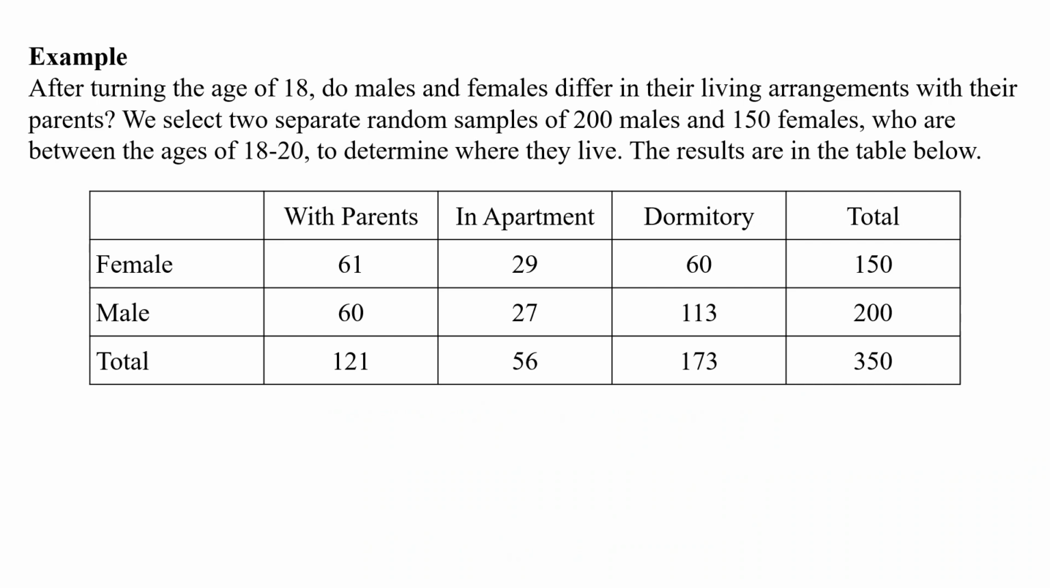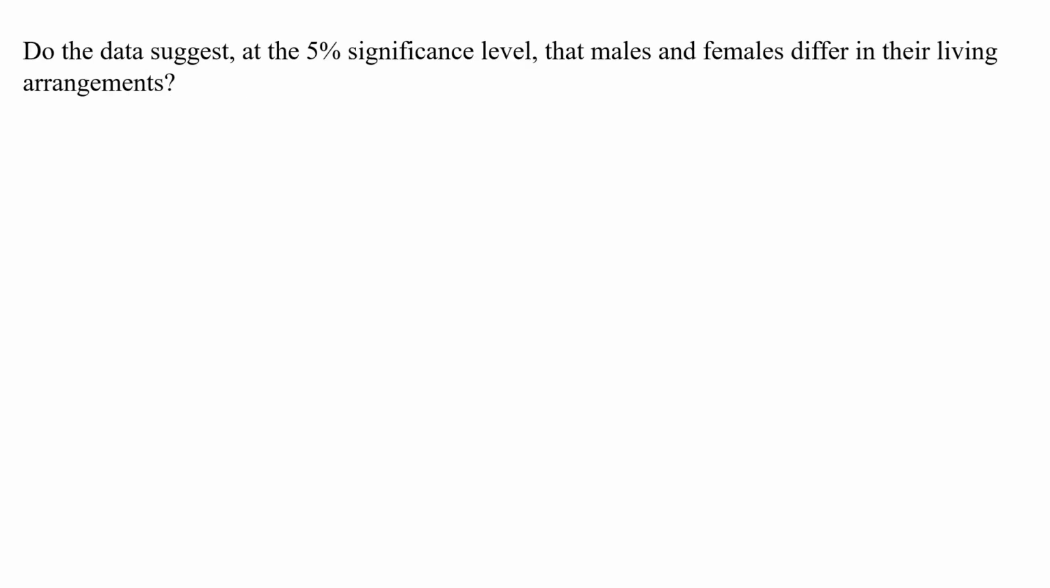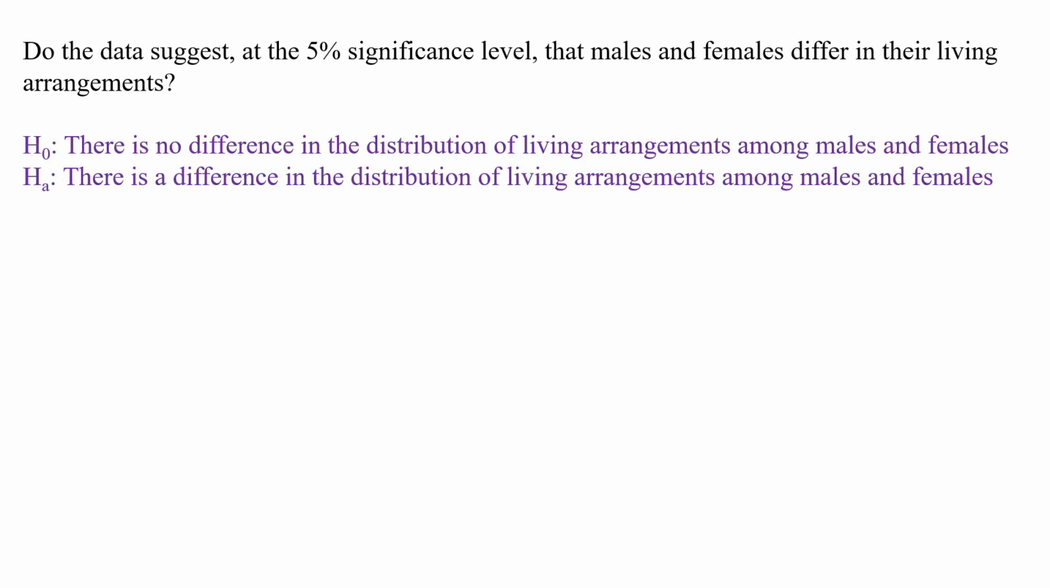All right. Now let's answer this question, right? We kind of did a lot of these pieces together already. Let's do the full 4-step process here. So do males and females differ in their living arrangements with their parents? Okay, so here's the observed counts again. We've seen these. The question: do the data suggest at the 5% significance level that males and females differ in their living arrangements? So our null and alternative we've already done.